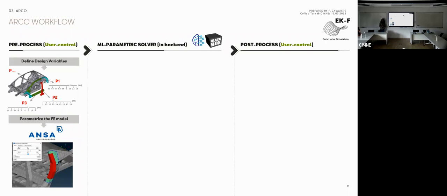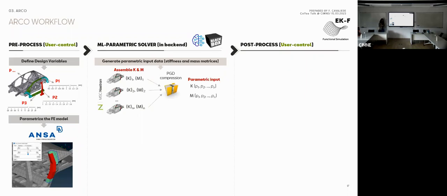This is something which is already available in many commercial software, where you can just give any component a range of values instead of a nominal one. Once the pre-process is done, the black box comes into play. Here we have our solver, this parametric solver, which starts by first generating the input data of interest. In all the combinations of the design variables that we chose, we sample just the stiffness and mass metrics. So we are not solving the problem as we usually do when we collect data, but we have just sampled the input data.